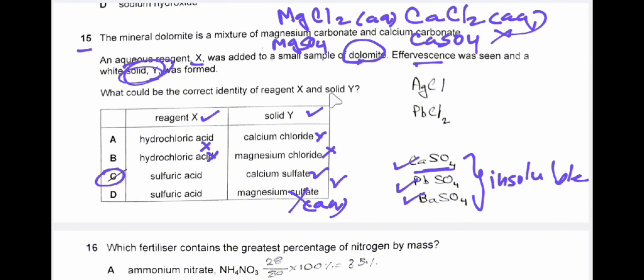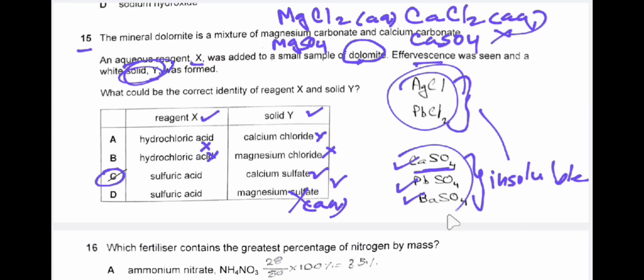And according to the chlorides, all chlorides are soluble except silver chloride and lead(II) chloride. These two chlorides are insoluble and these three sulfates are insoluble. So you must remember these two pieces of information.